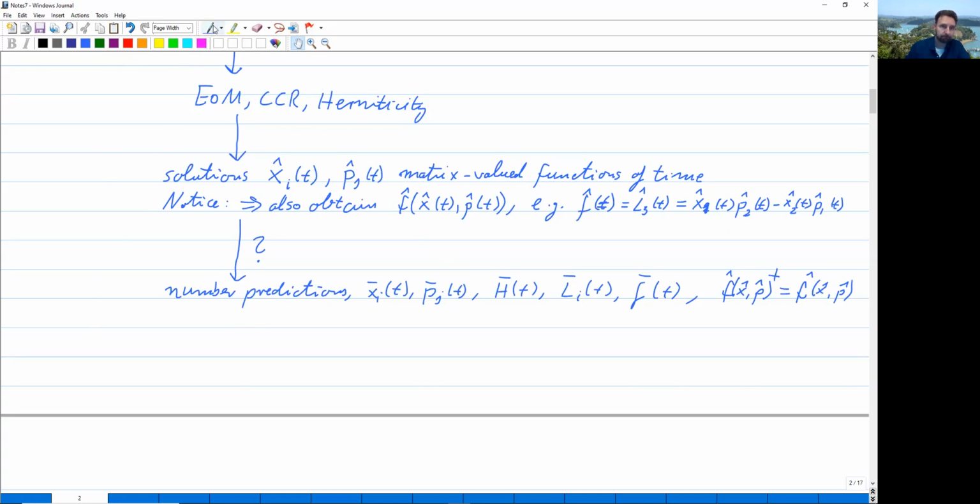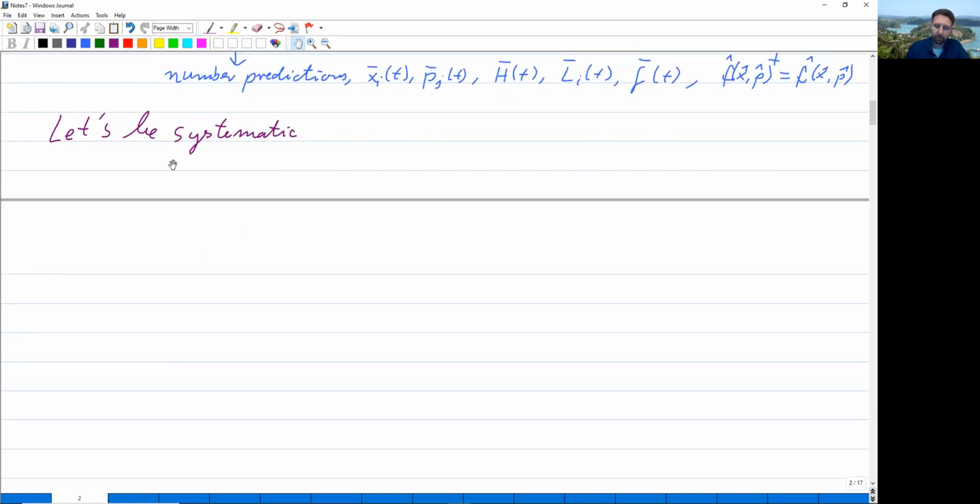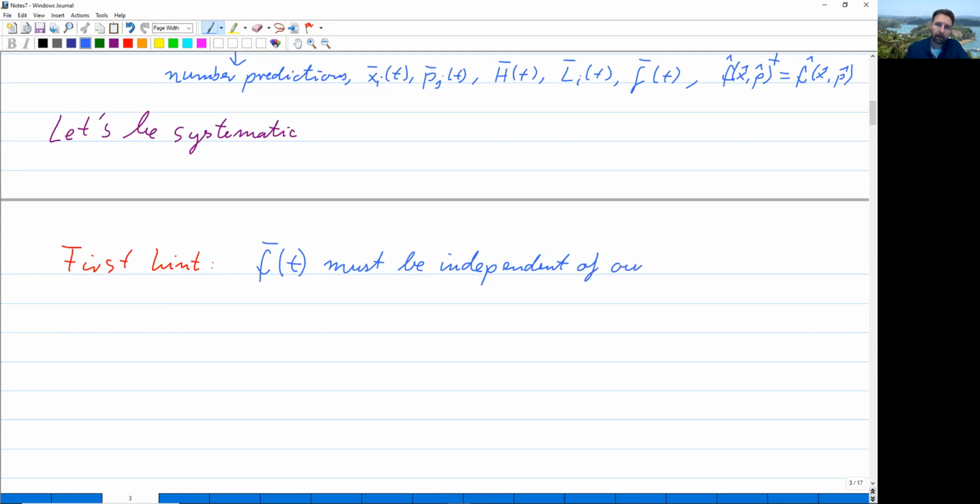Let's be systematic for this step here from matrices to numbers. And the first observation we make here, the first consideration, the first hint for what we have to do is this. The prediction for an observable, which could be position, momentum, angular momentum, or whatever, must be independent of our choice of bases.